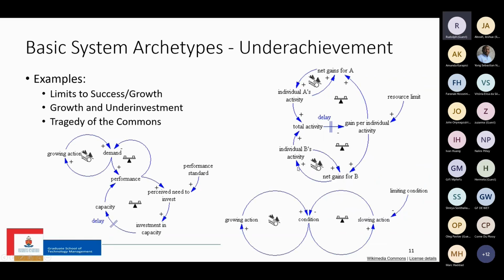The typical examples of this archetype are the limits to growth or limits to success, the growth and underinvestment, and the tragedy of the commons. As you can see, all of these archetypes have a combination of a balancing and a reinforcing loop working against each other. Some of them just have more of them. And for instance, in your tragedy of the commons, there are 2 of them that actually work against each other. Good. So this is the first one.